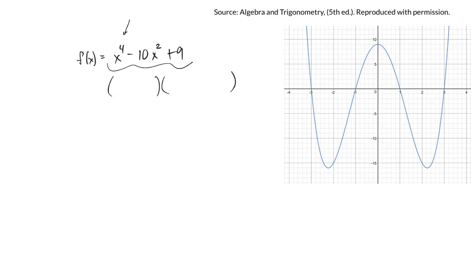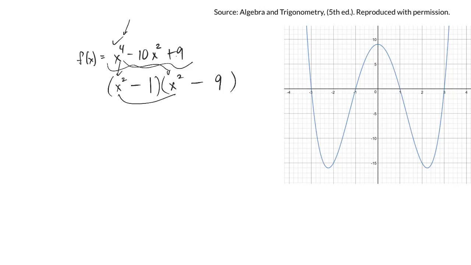I'm going to take the x to the fourth, and I'm going to split it into x squared and x squared. Okay, if I multiply those together, that'll give me x to the fourth. Then I find two numbers that multiply to 9 and add to negative 10. So I think it'll be 9 and 1, and both will be negative.